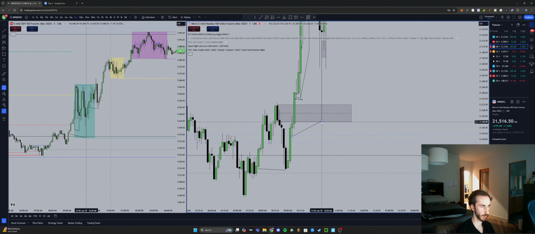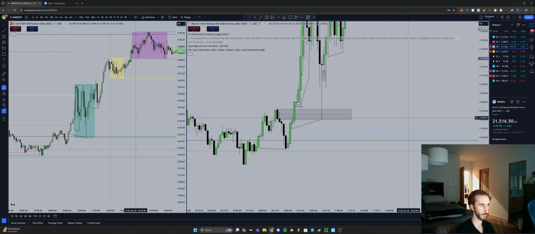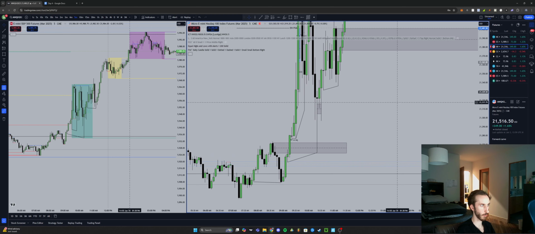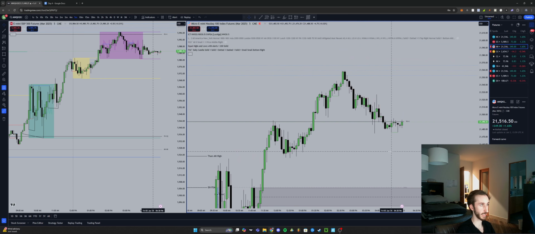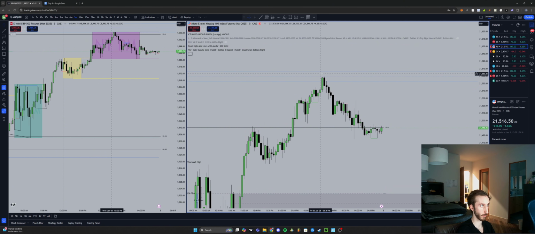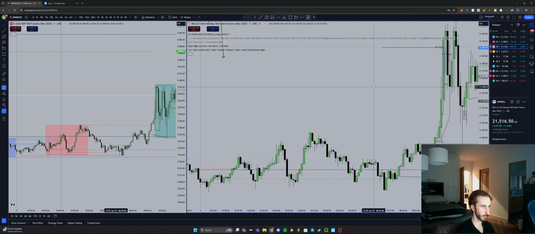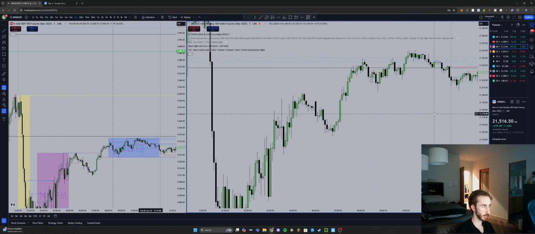It almost fills the entire box and then rejects off of it. So that's what you're looking for in a bullish order block. A bearish order block is the same exact scenario. You wait for a high, a low, a higher high, and a lower low. Let me see if I can find an example for y'all real quick.